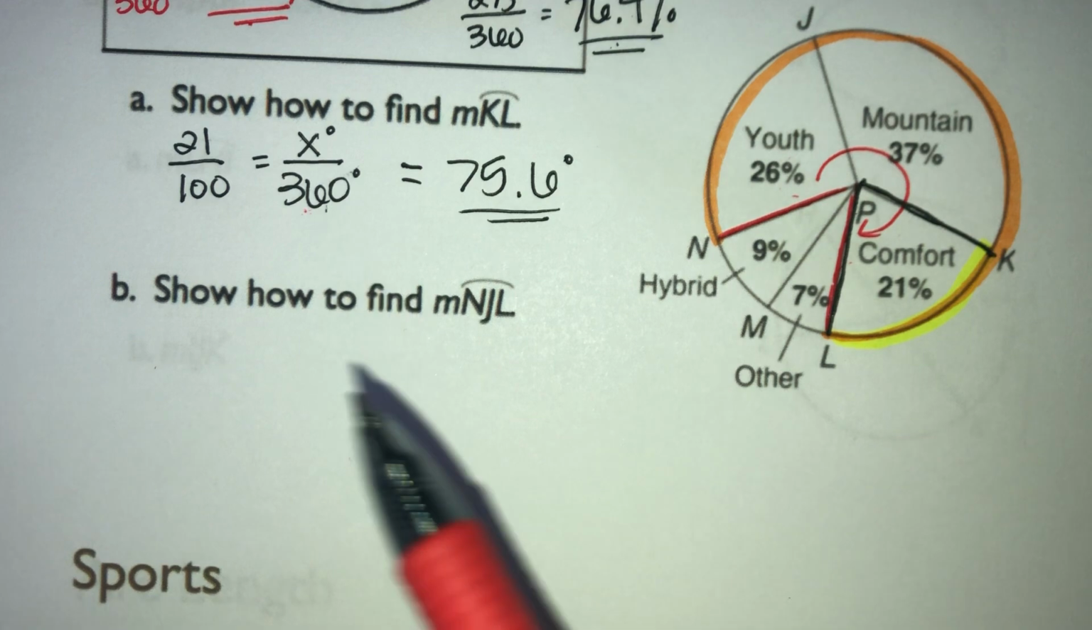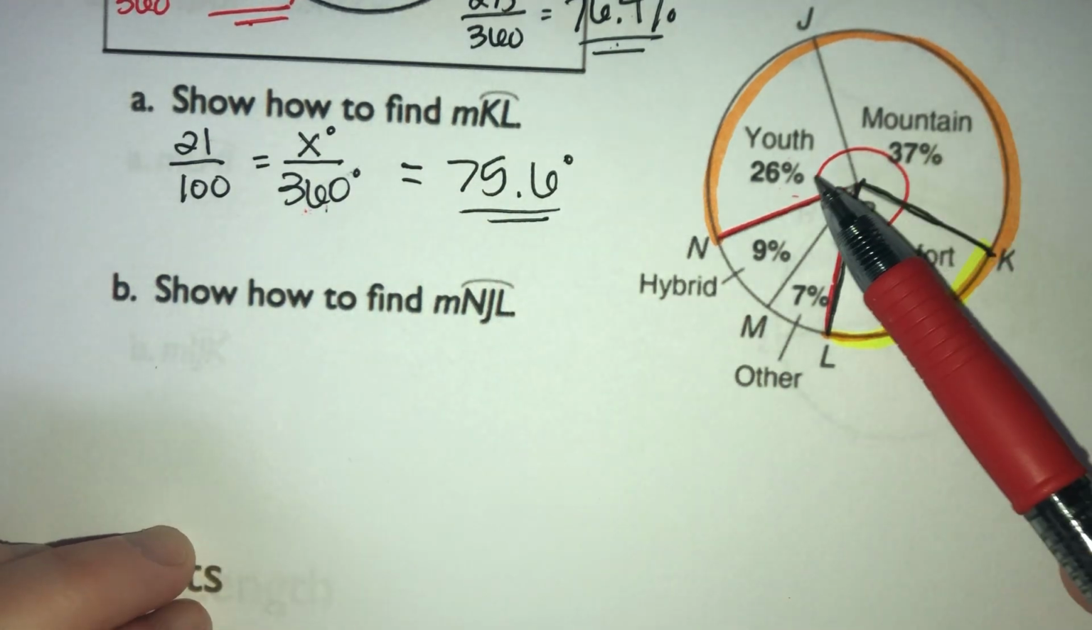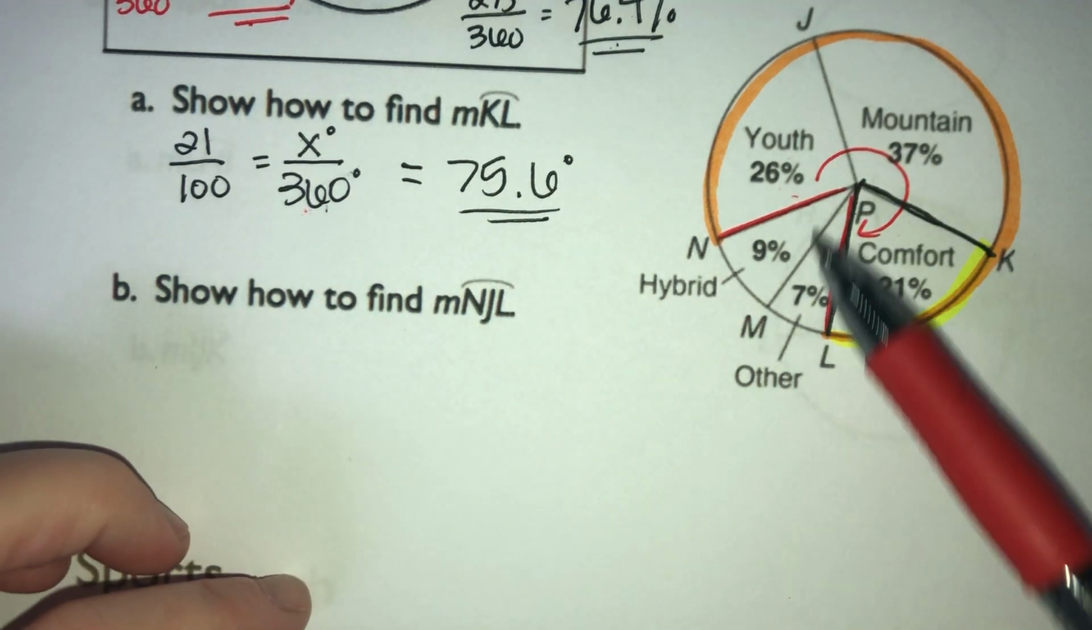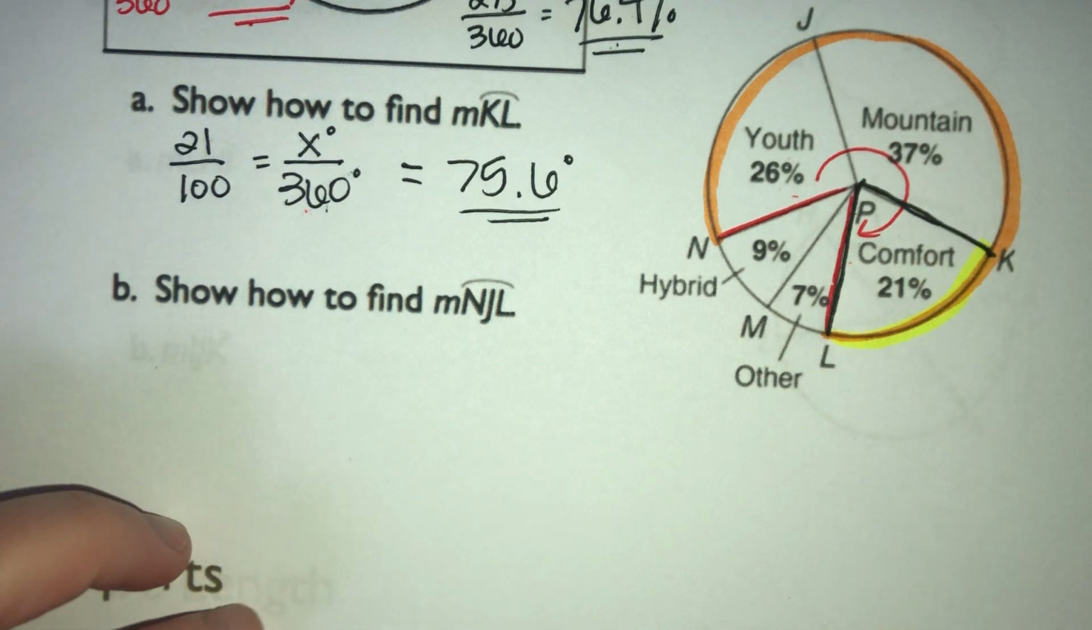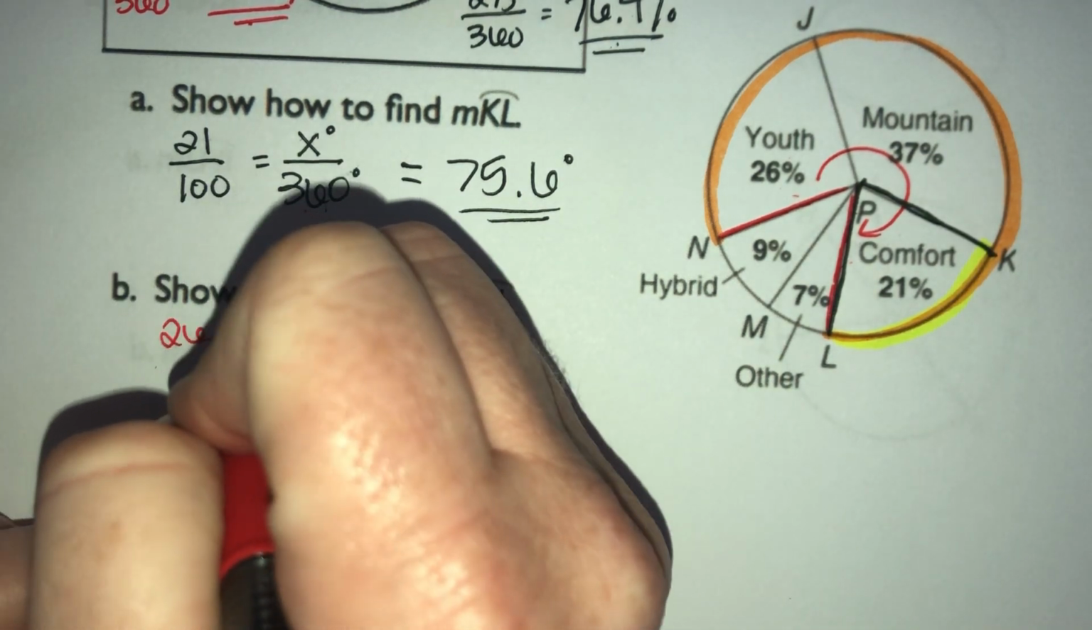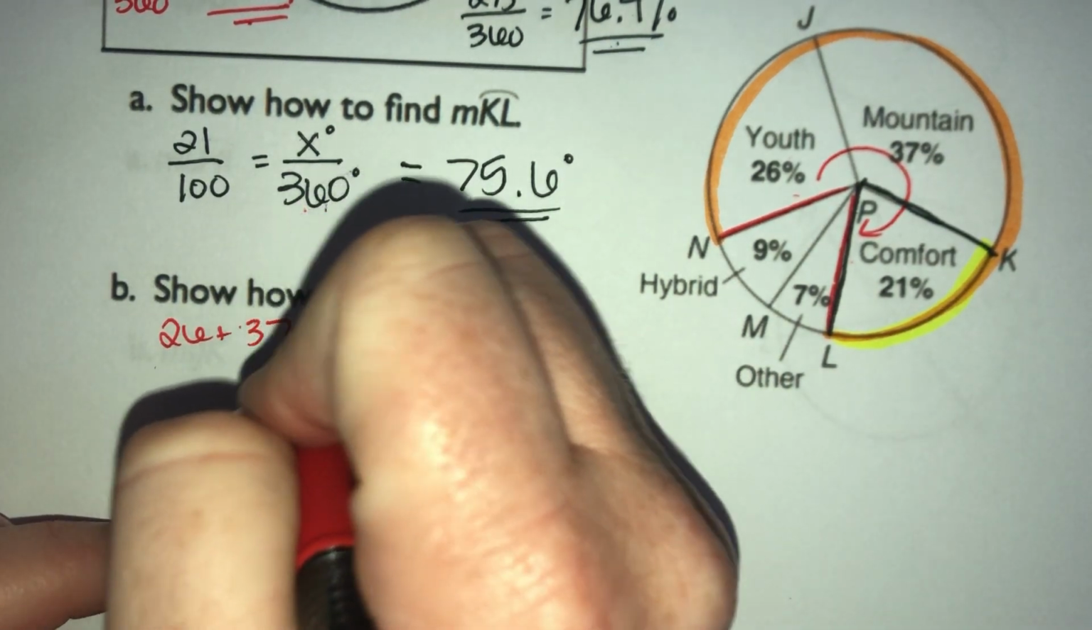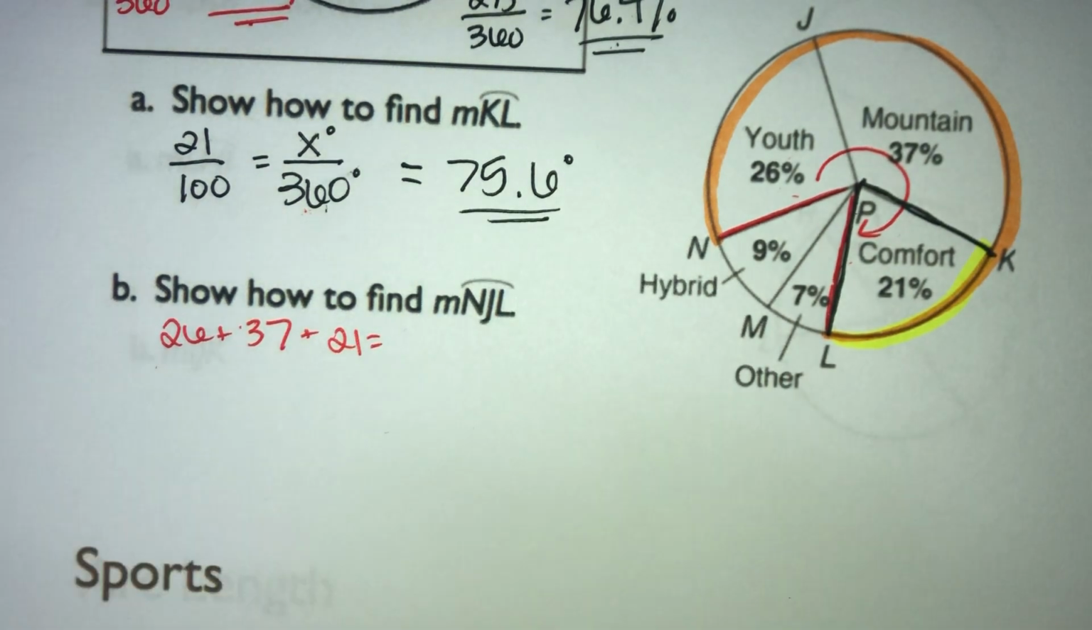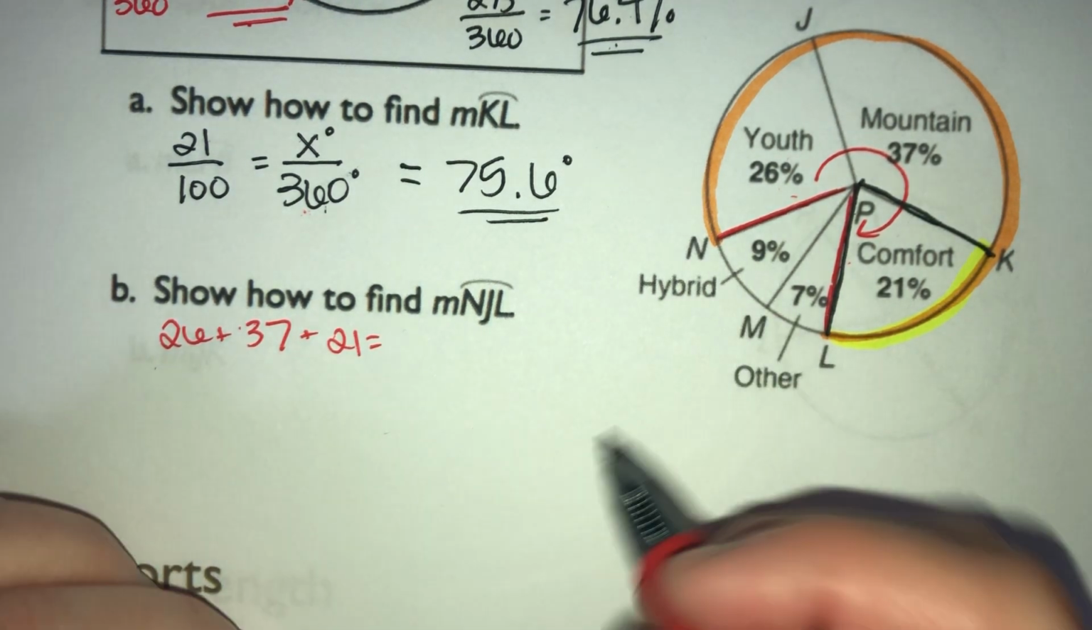I'm just gonna stay consistent and solve it just like I did here. So I'm gonna add up all these percentages, 26, 37, and 21. What was it, 37? And that's going to add up to 47 and 37, 84%, which makes sense because this is 16.